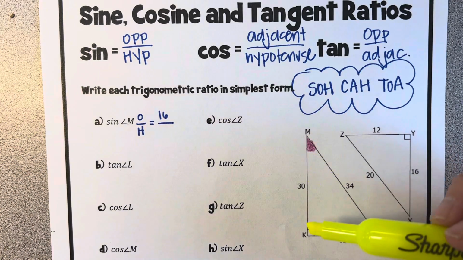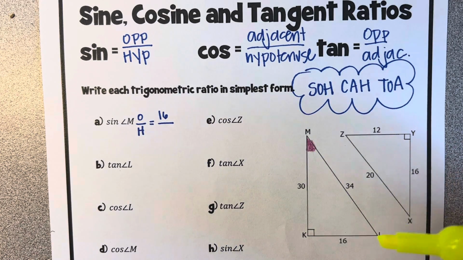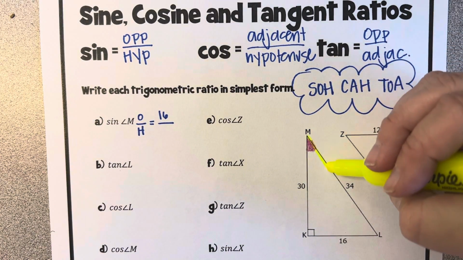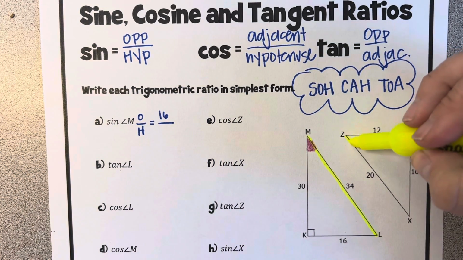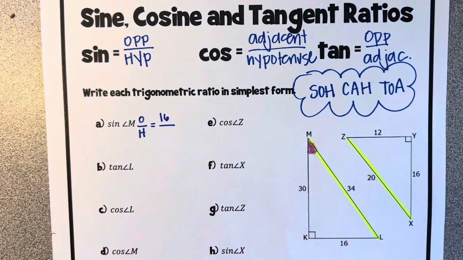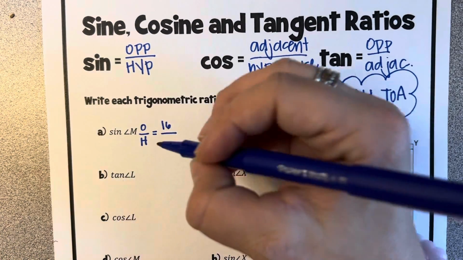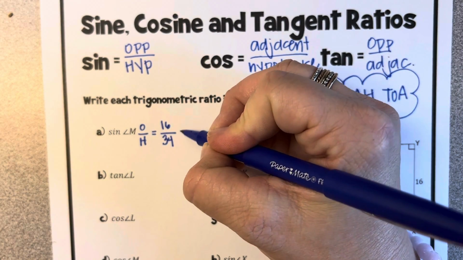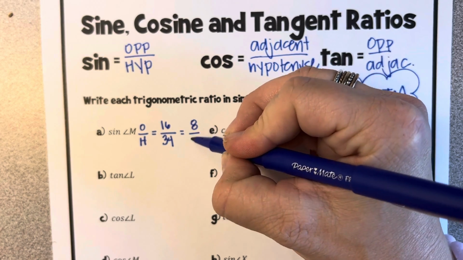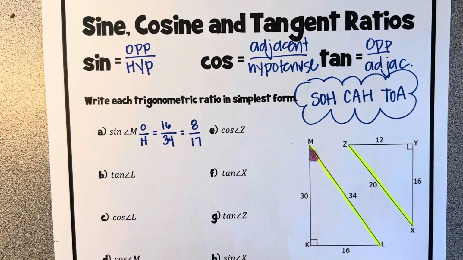Remember, the legs make up the L, the right angle. The hypotenuse is always the side that connects them. Okay, it's always the longest side. So what I just highlighted is always the hypotenuse. So opposite over hypotenuse, so 16 over 34. Those are both divisible by 2, so that ratio would be 8 over 17.